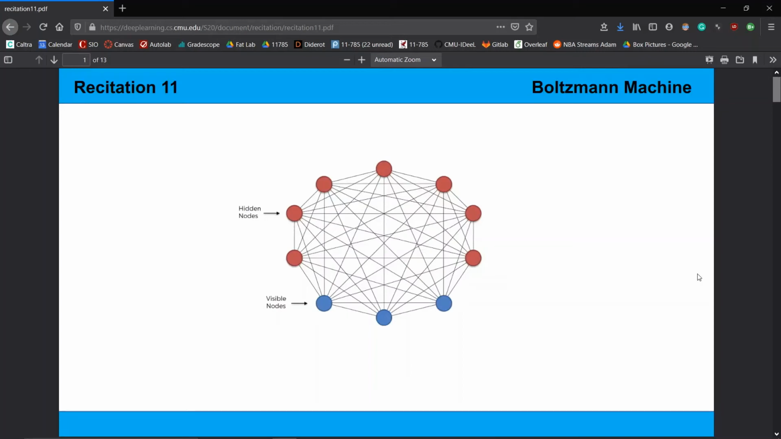Welcome to Recitation 11, and we'll be going over Boltzmann machines. There'll be two parts to this recitation. Part one will consist of me reviewing the discussion you went over in lecture about Boltzmann machines, and the second part of the recitation will be Jingwei going over the code regarding Boltzmann machines. So let's get started.